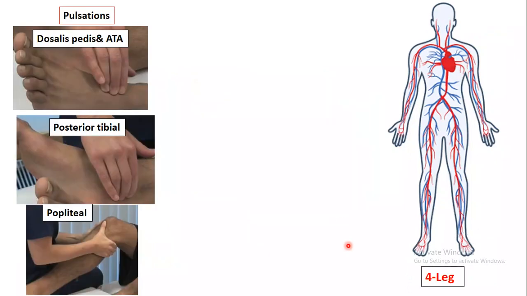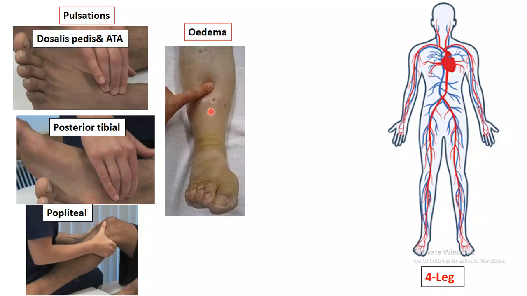Then moving downwards towards the leg, first thing is palpating dorsalis pedis, anterior tibial artery, posterior tibial artery, popliteal and femoral arteries. Dorsalis pedis might not be felt in about 15 to 20% of patients, but we should then assess the anterior tibial artery. If the anterior tibial artery is felt, this is okay. If not felt, this might be pathological.